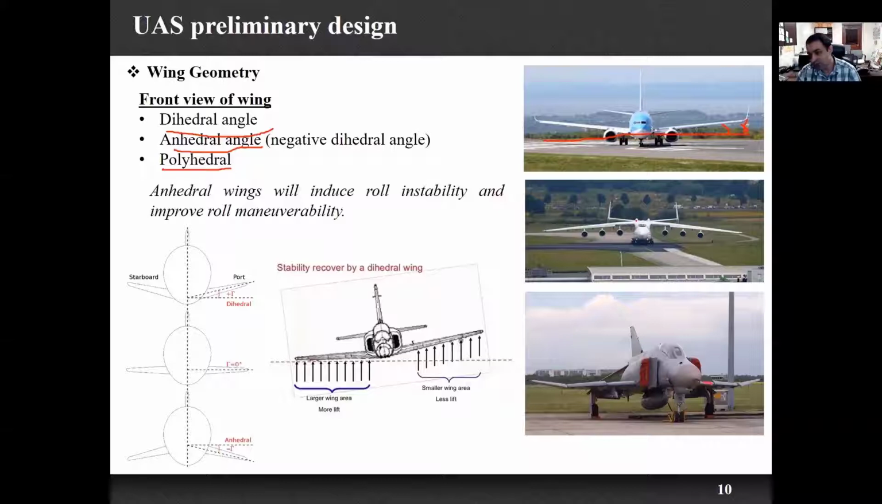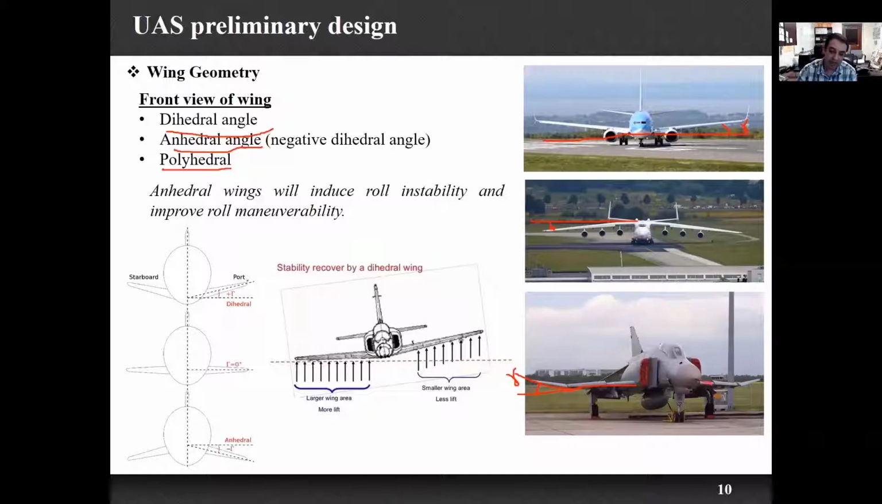Some of the wings are downward, as we can see here. Again, this angle is downward. So this is called the anhedral angle. And there are some types of airplane where some part of the wing is straight and the rest goes upward, creating an angle. This is called the polyhedral angle. So these are the different angles that we have from the front view of the wing. The anhedral angle will include roll instability and improve the roll maneuverability.